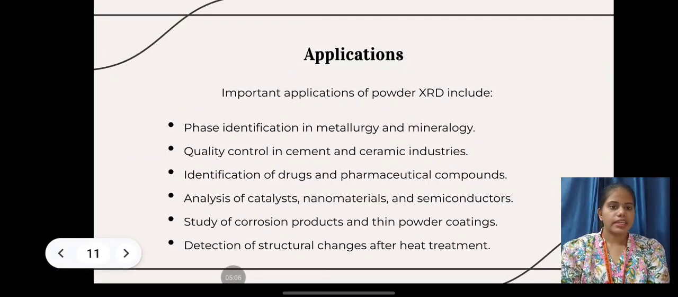Applications. There are a few important applications for the powder X-ray diffraction method. Phase identification in materials and mineralogy. Quality control in cement and ceramic industries. Identification of drugs and pharmaceutical components. Analysis of crystals, nanomaterials and semiconductors. Study of corrosion products and thin powder coatings. Detection of structural changes after heat treatment.